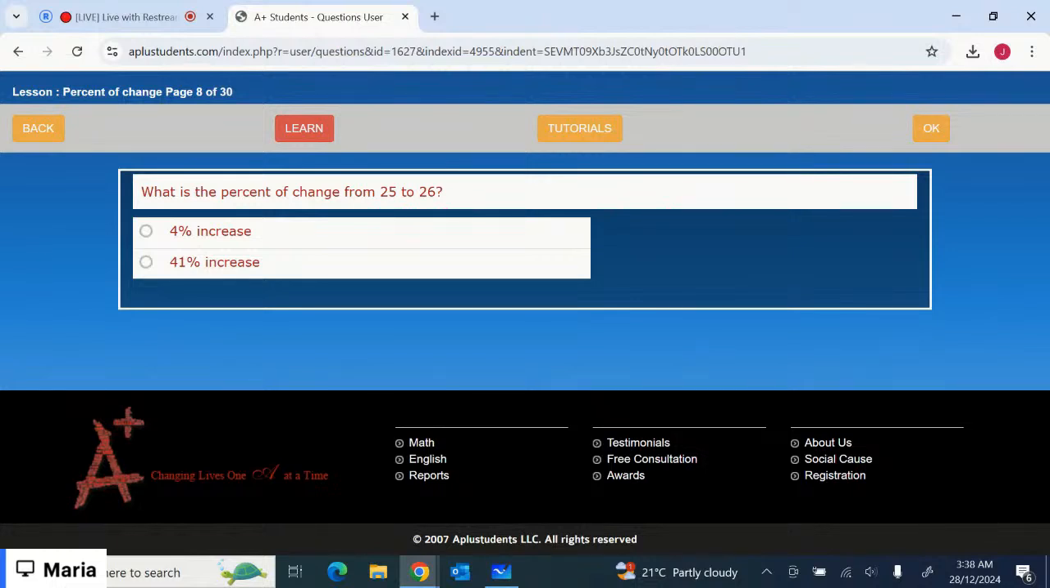What is the percent of change from 25 to 26? That is 1 divided by 25. That is 4% increase. The correct option is 4% increase. Option number 1 is the correct option.